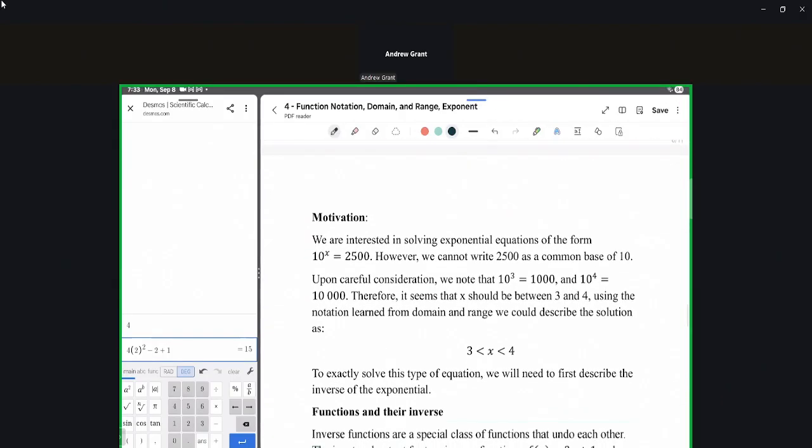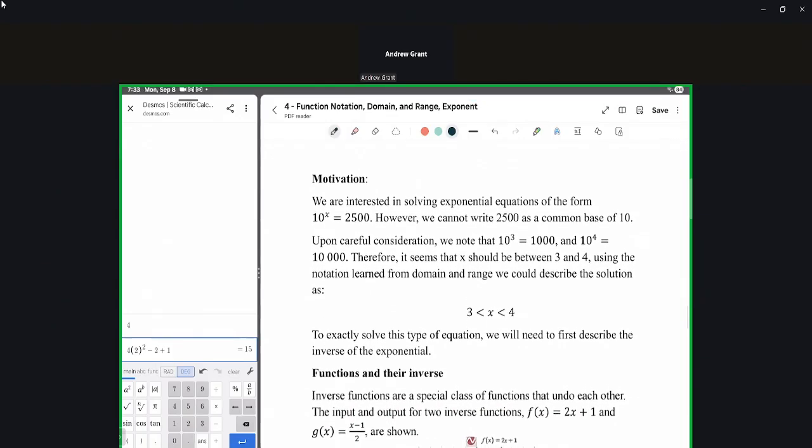Okay, so here, what we're interested in is solving equations such as this. So here's our motivation.